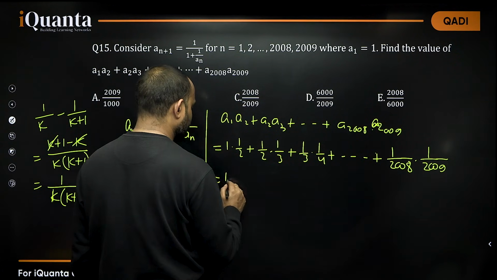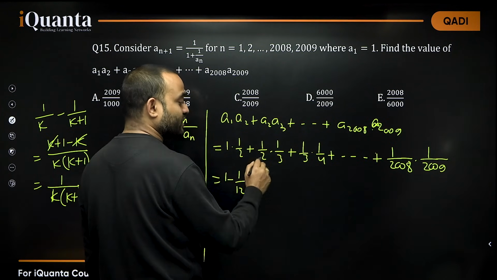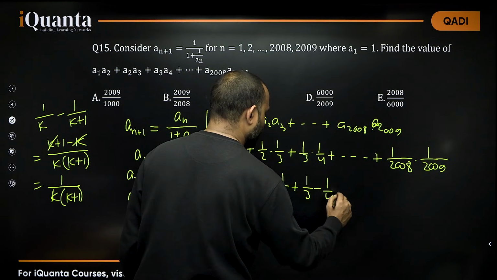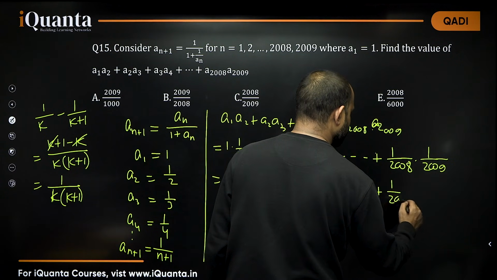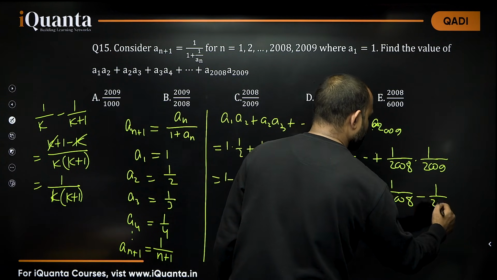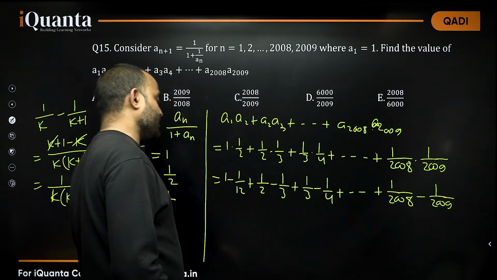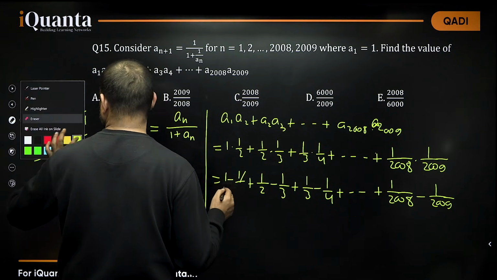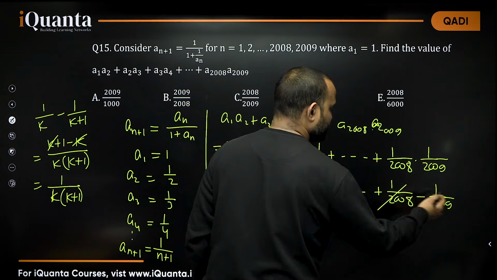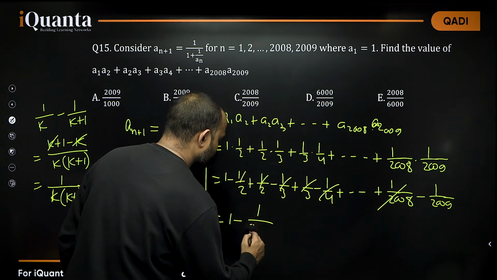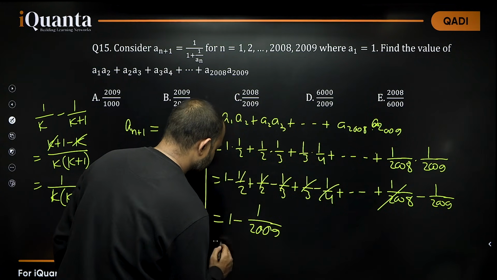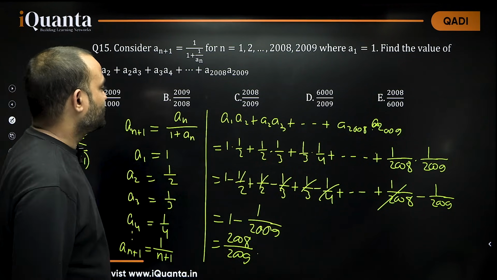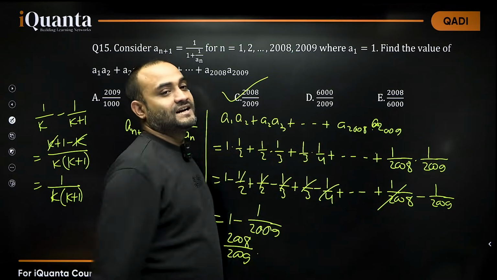So 1 into 1 by 2 can be written as 1 minus 1 by 2. 1 by 2 into 1 by 3 can be written as 1 by 2 minus 1 by 3. This is very important whenever you are solving sequence series partial fraction questions. This information is very, very important. So what are we left with? All of these will be cancelled out, and only the first and last term will be left. 1 minus 1 upon 2009, that is equal to 2008 upon 2009. Do we have it in the options? Yes, that is option C.